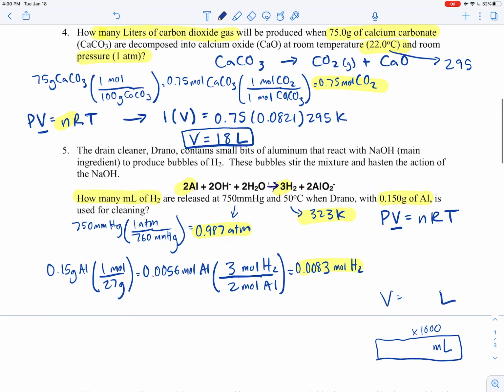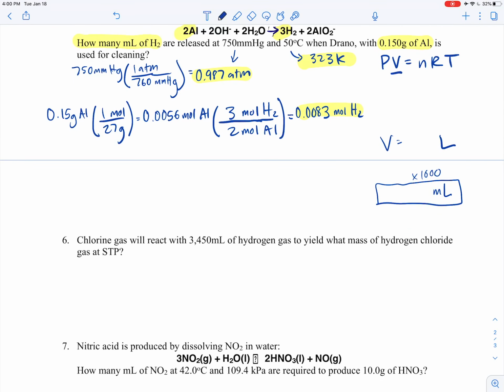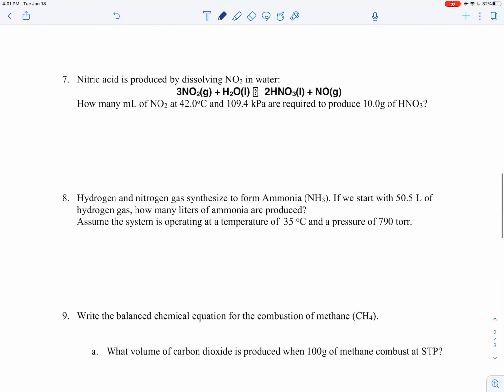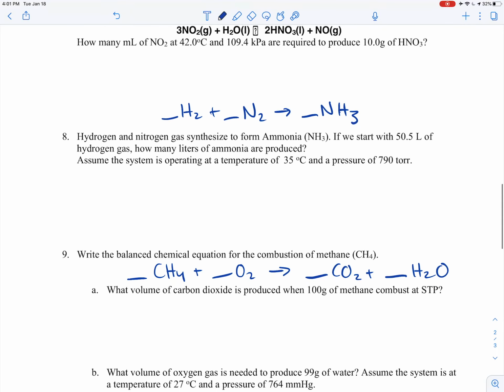All right, on the back, let me help you by giving you some of these equations. So chlorine gas plus hydrogen gas, remember those diatomic molecules? That's the equation for number 6. For number 8, the equation looks like this. And then for number 9, the equation looks like this. Okay, we can assume they're all gases.